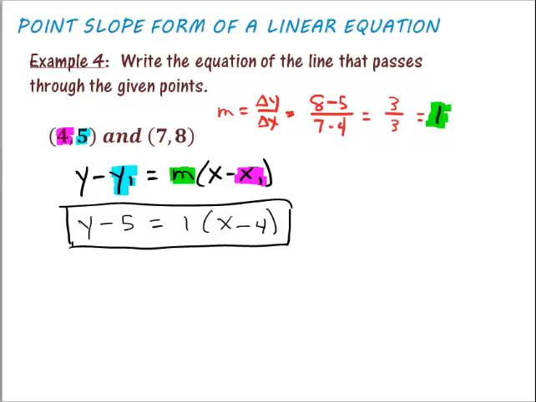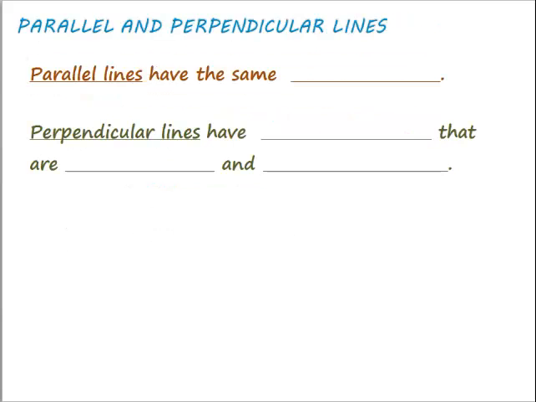The slope was 1, and when you plug the first ordered pair in with a 1, you got y minus 5 equals 1 times x minus 4. If you would have plugged in the 7 and the 8, here you would have had y minus 8, and here you would have had x minus 7. Either way. Okay? Alright, now let's go ahead and move on to parallel and perpendicular lines.